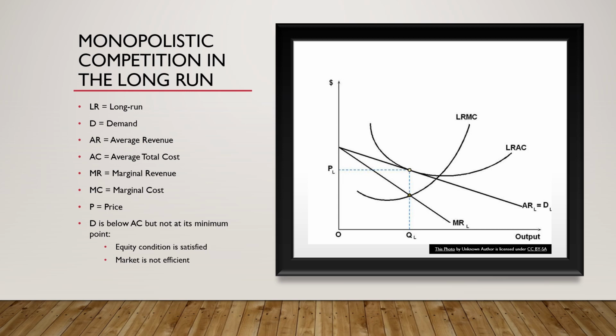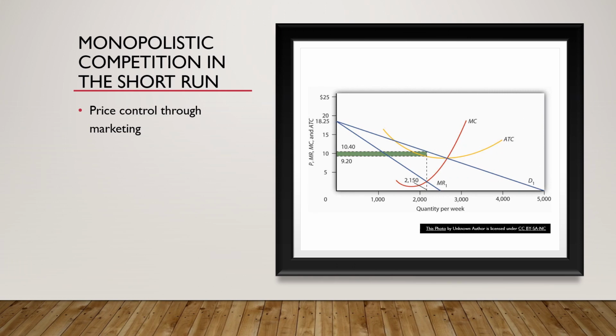The behavior of monopolistic competitive markets brings out an interesting point. Equity conditions must be met before a market can hope to approach efficiency. I would like to highlight that monopolistic competition has some short-term control of price through marketing. Marketing causes a demand curve for an individual firm to steepen or become more inelastic, so consumers are not as sensitive to changes in price.